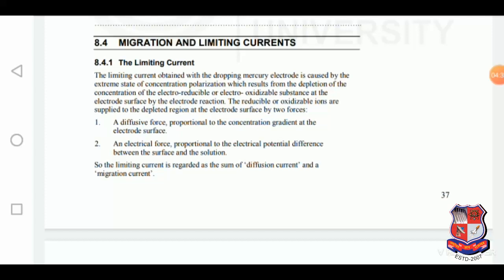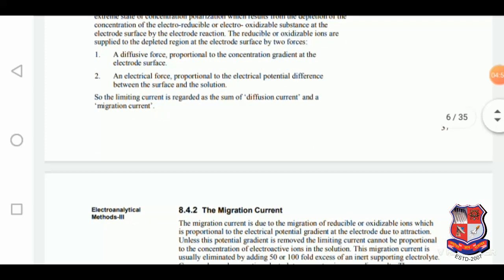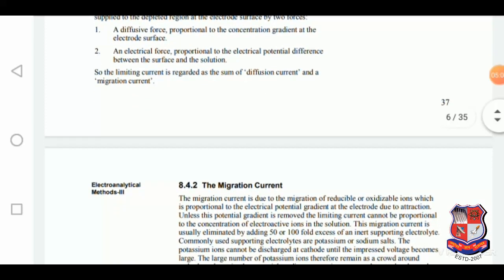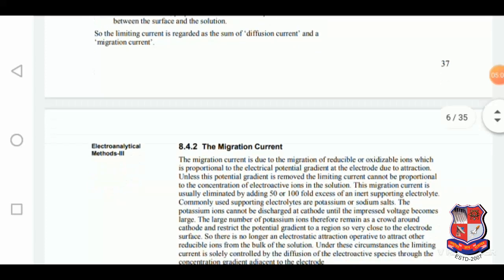So there are two forces at the electrode surface: a diffusive force proportional to the concentration gradient at the electrode surface, and an electrical force proportional to the electrical potential difference between the surface and the solution, regarded as the sum of diffusion current and a migration current.